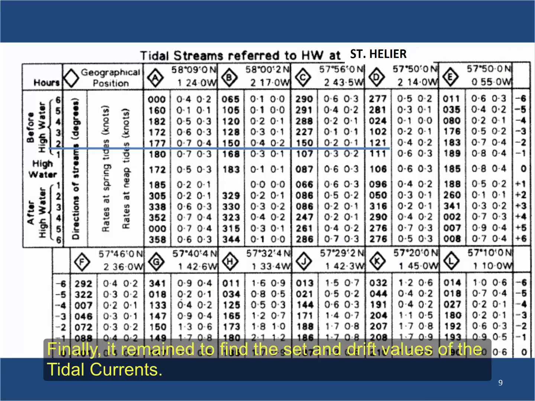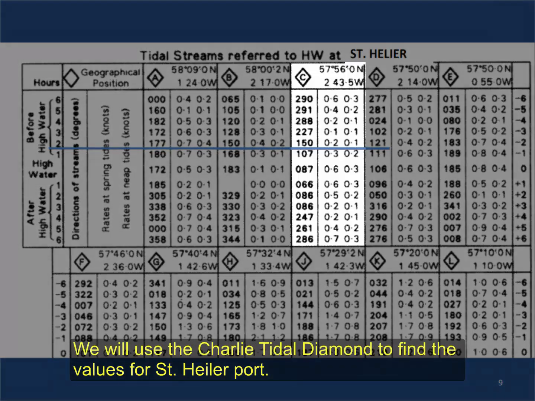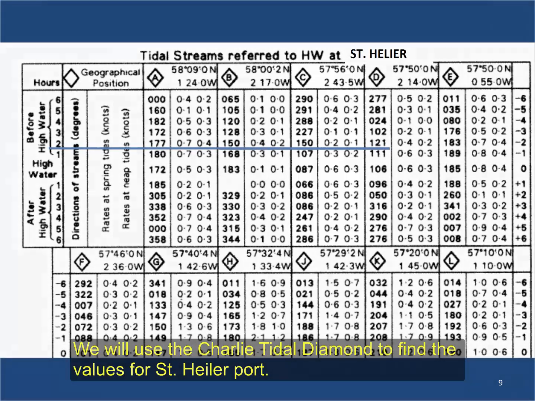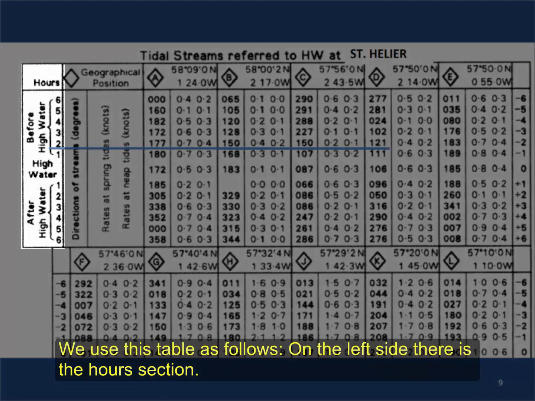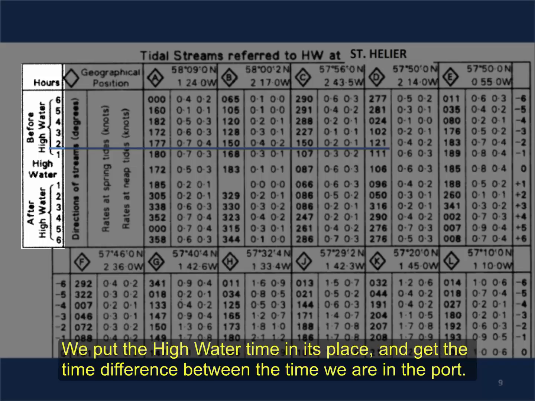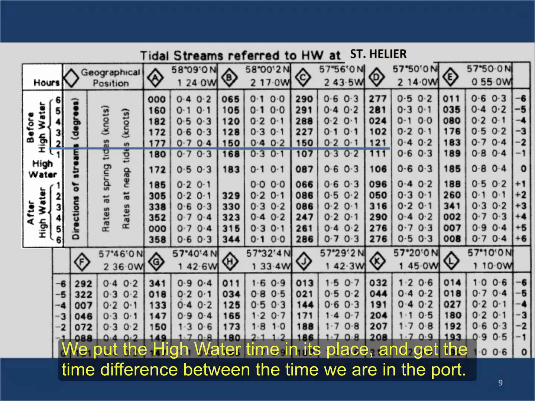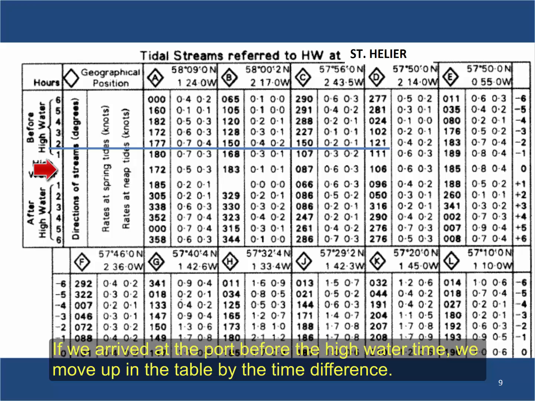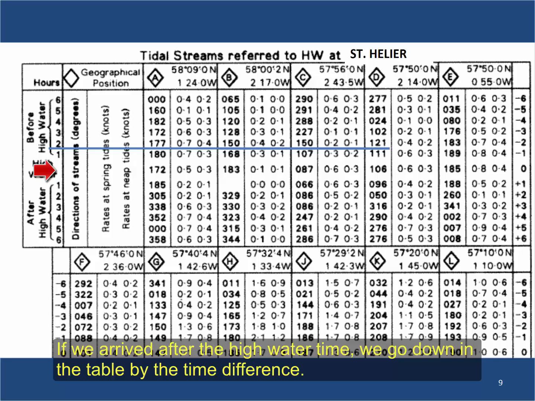Finally, it remained to find the set and drift values of the tidal currents. We will use the Charlie tidal diamond to find the values for St. Helier Port. We use this table as follows. On the left side, there is the hours section. We put the high water time in its place and get the time difference between that and the time we are in the port. If we arrived at the port before the high water time, we move up in the table by the time difference. If we arrived after the high water time, we go down in the table by the time difference.